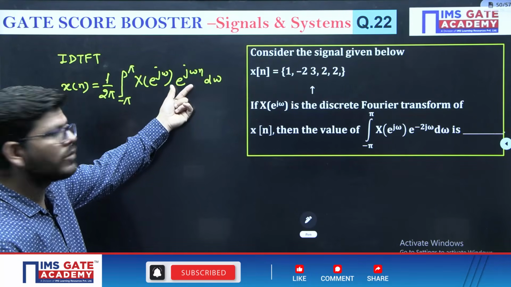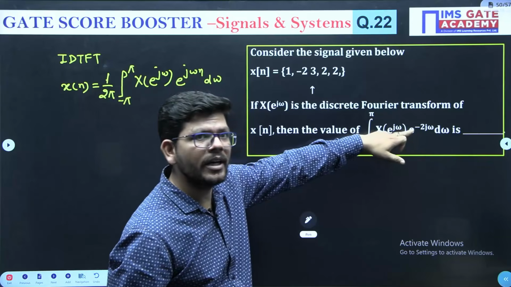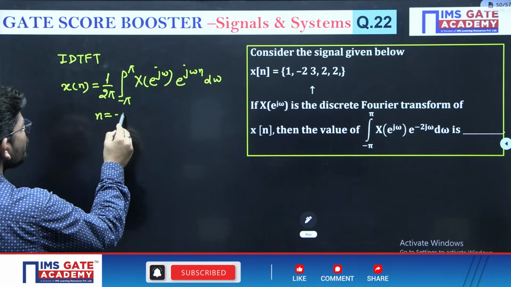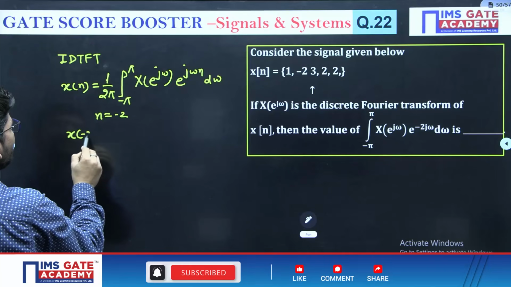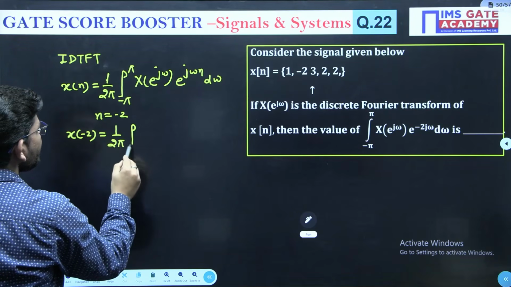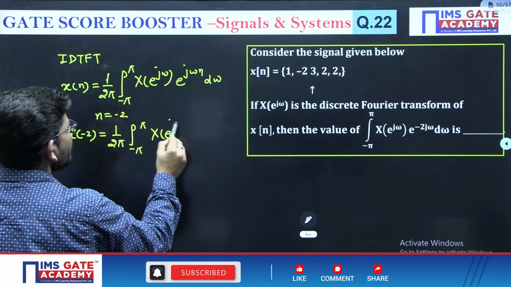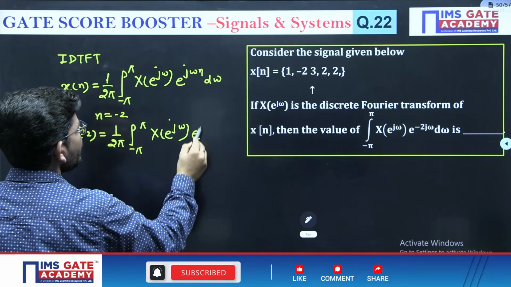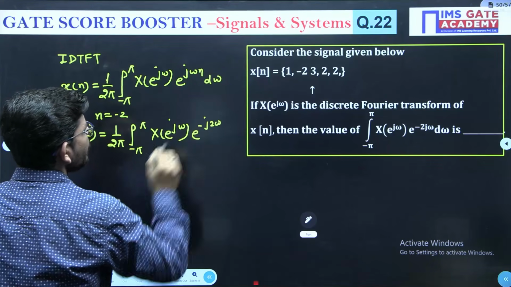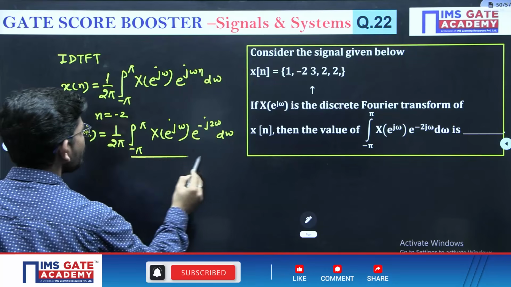So this was not present. Here you can see with this integral, this is coming. So what should I put for n? I should put n equals minus 2, and then you will see that x of minus 2 will be 1 upon 2 pi, integral from minus pi to pi of X of e to the power j omega, e to the power minus j 2 omega, d omega. Okay, and this is what we have to calculate.